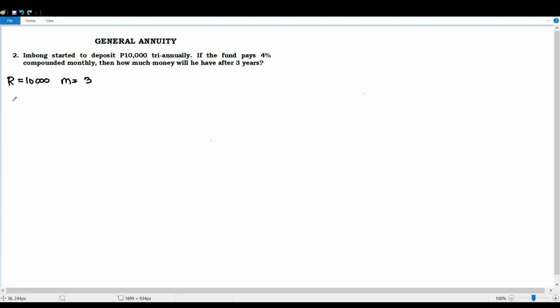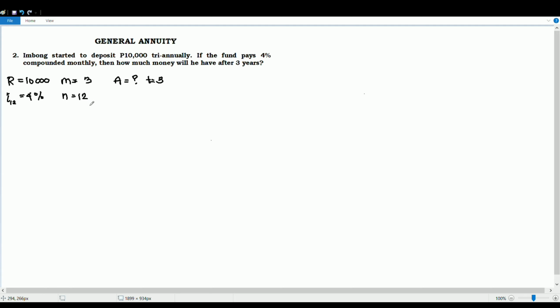If the fund pays 4%, so we have I is equal to 4% compounded monthly, so that is I subscript 12 and our N is equal to 12. Then how much money will he have after 3 years? So the amount of money after 3 years is the annuity, and the term is equal to 3. Now let's analyze this problem so that the number of conversion units of the regular payment and the interest are different. For the regular payment, that is triannually, and the interest is 12, that is monthly.